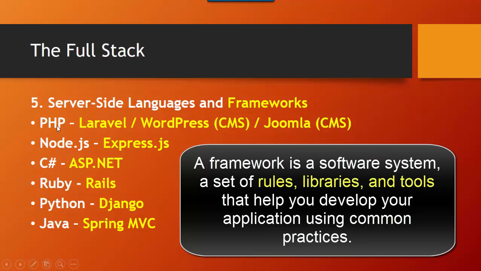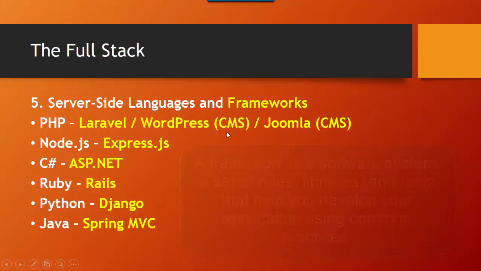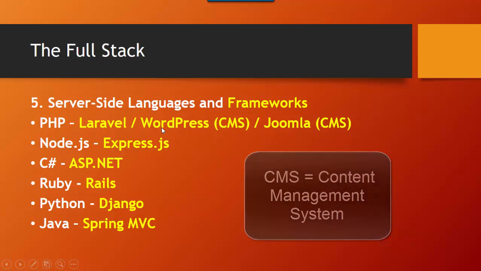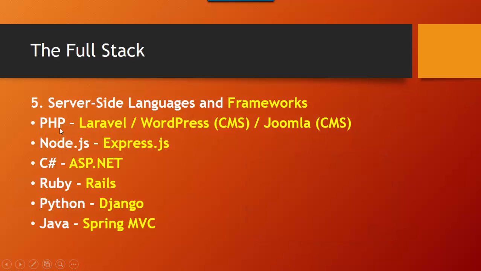And for PHP, here are some of the familiar frameworks that you might have heard of. Laravel, WordPress, which is commonly also called a CMS, content management system, Joomla, which is also a content management system. All three of those frameworks use PHP or are written in PHP. Because WordPress uses PHP, that's why we can say PHP is the number 1 server-side web app language, because so many web pages are powered through WordPress.